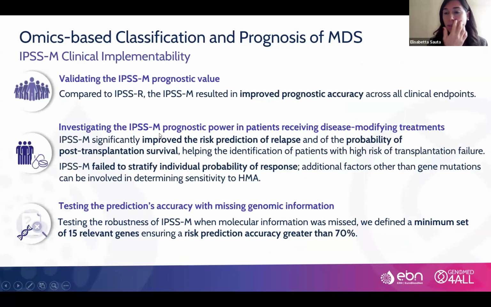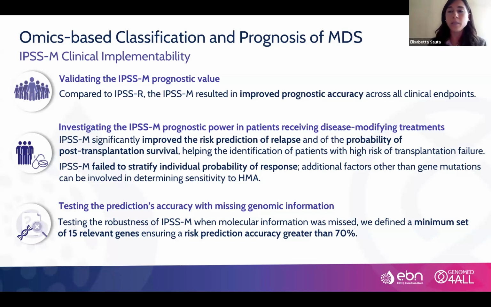So what we have done, of course, we addressed all of these three points. We effectively evaluated the prognostic power and the prognostic accuracy of the IPSS-M compared to the old score across all clinical endpoints, of course, overall survival and leukemia-free survival. The IPSS-M effectively improved the prediction of relapse after a transplant and the probability of survival of patients that have undergone transplantation, but this score failed to stratify the risk of patients that received hypomethylating agents as a first-line therapy. Then, with a simple simulation, removing one gene at a time or more than one gene, we were able to define a minimum set of 15 relevant genes that guarantee an accuracy of the score in risk prediction of more than 70%.